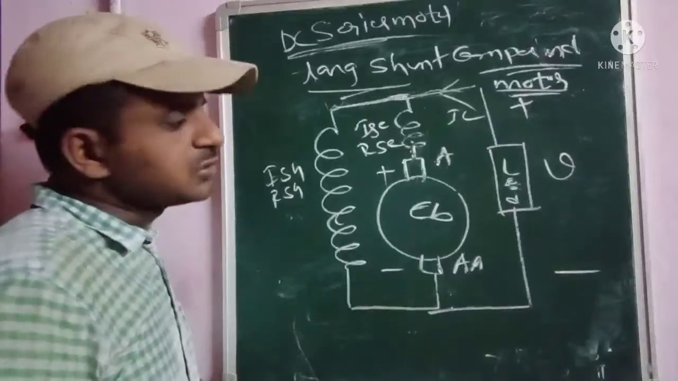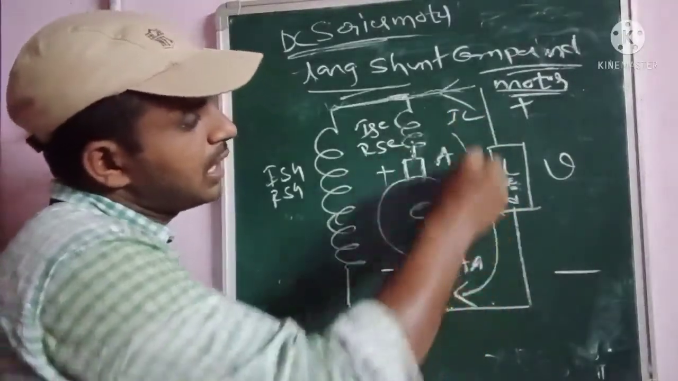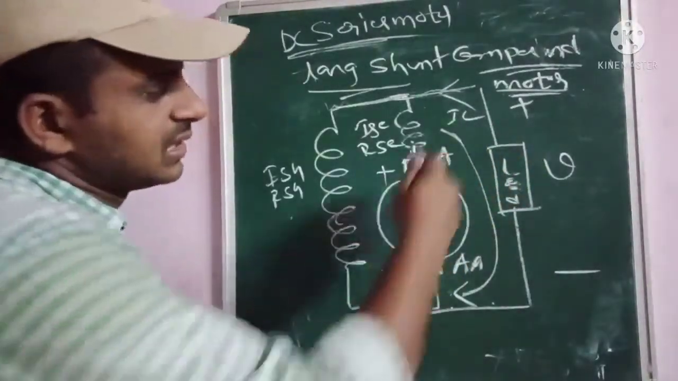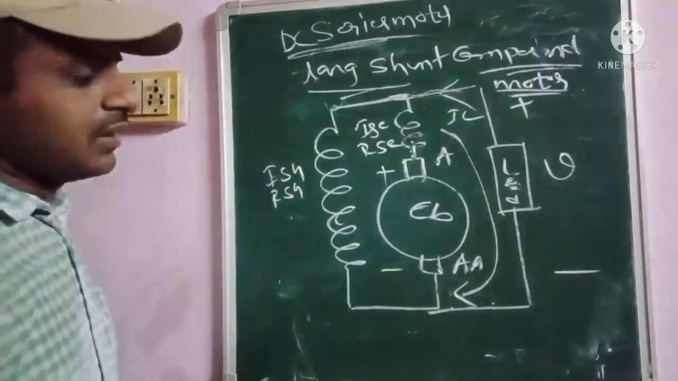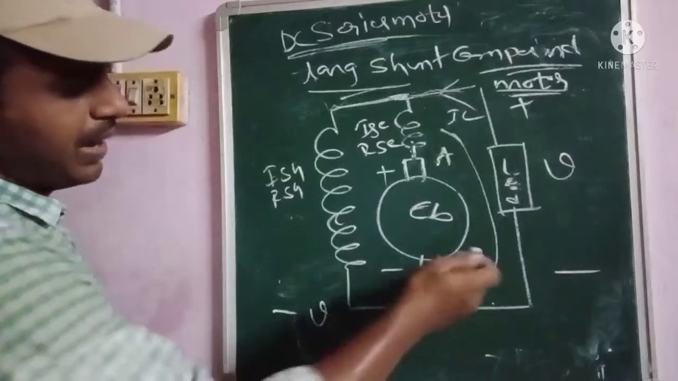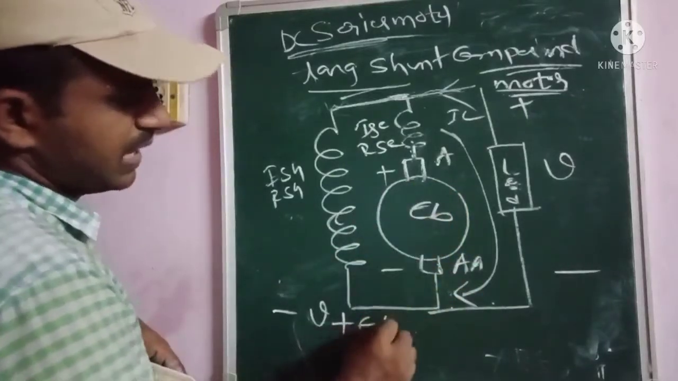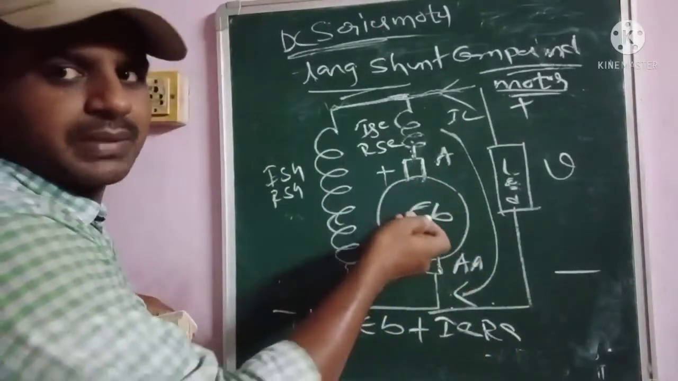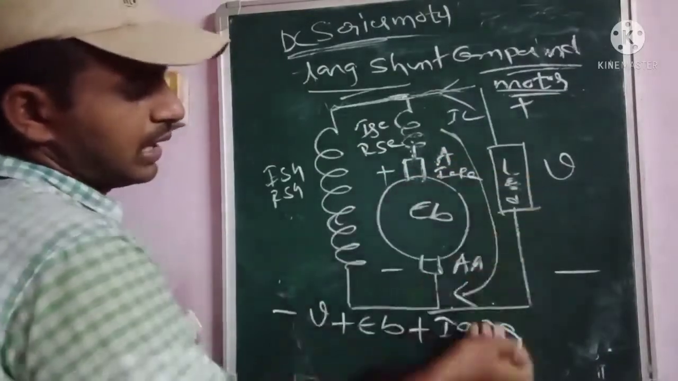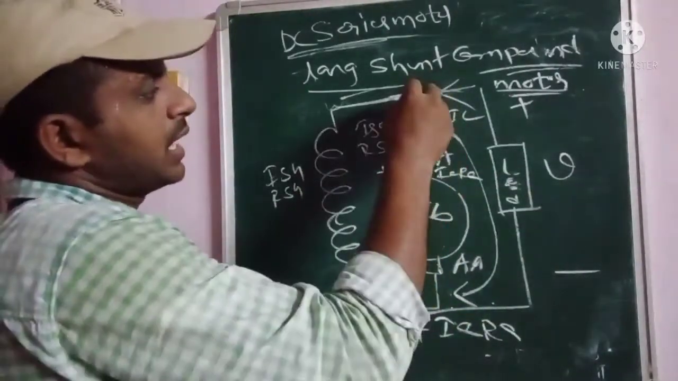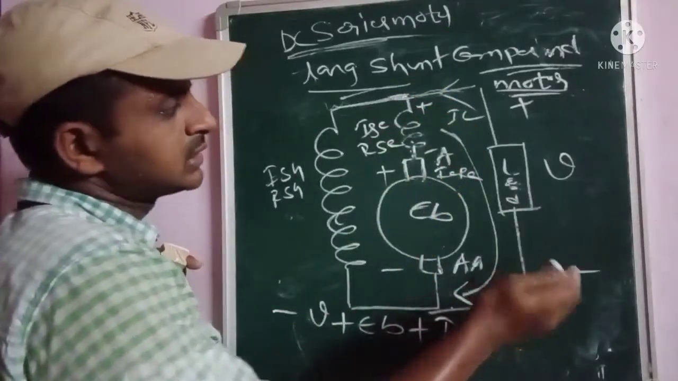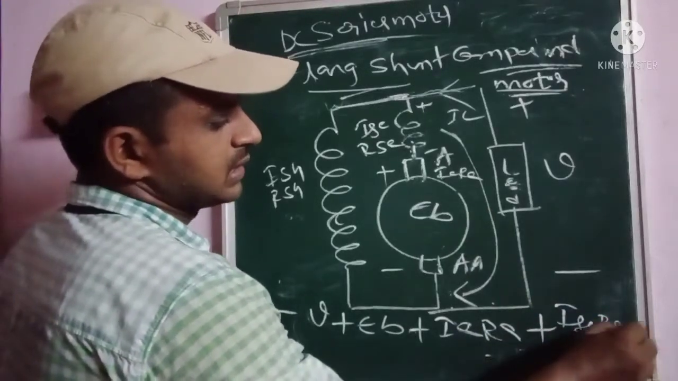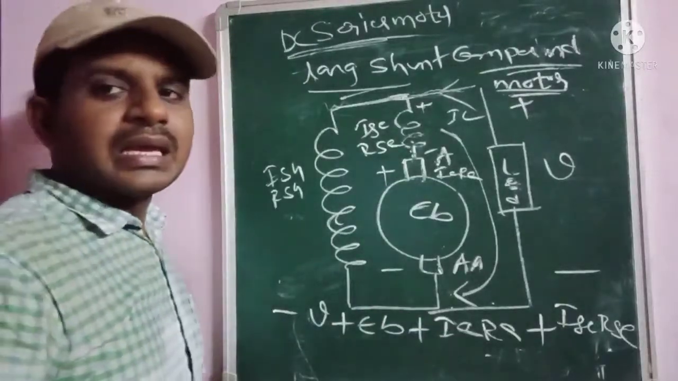So coming to applying KVL to the entire loop, at the load side we have to calculate. Applying KVL at the load side, what do we get here? Minus V, plus EB, plus IA into RA, the armature resistance drop, as well as the current entering plus and leaving negative, so taken as plus ISC into RSC.